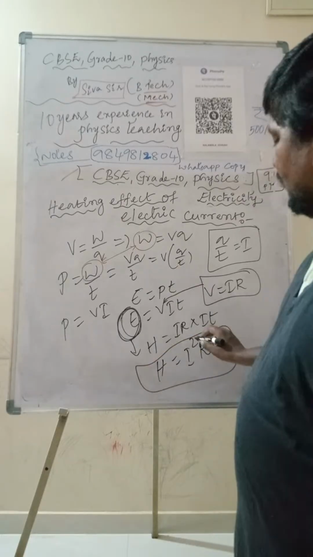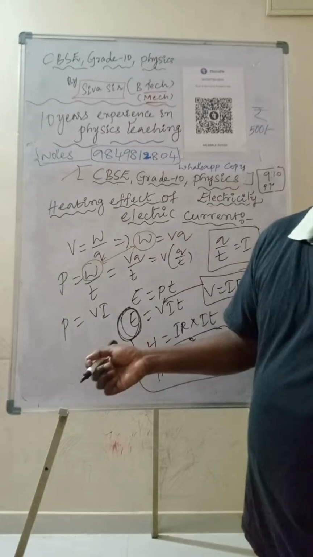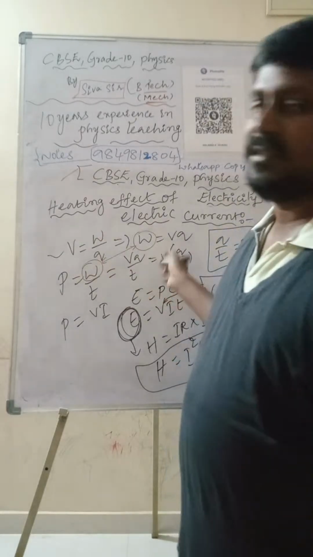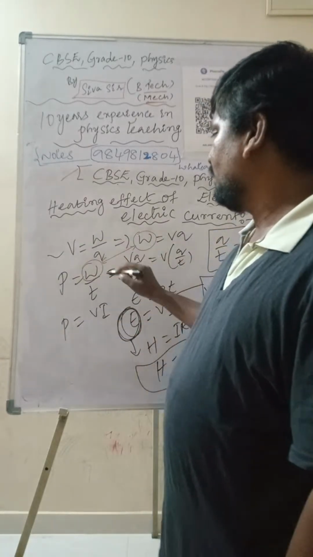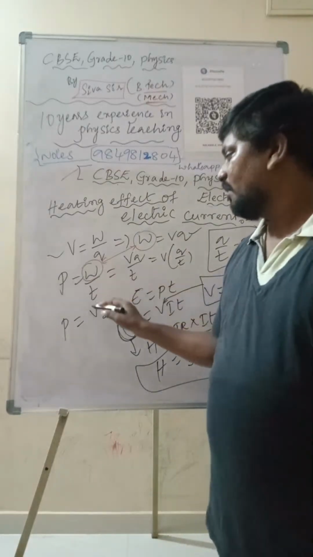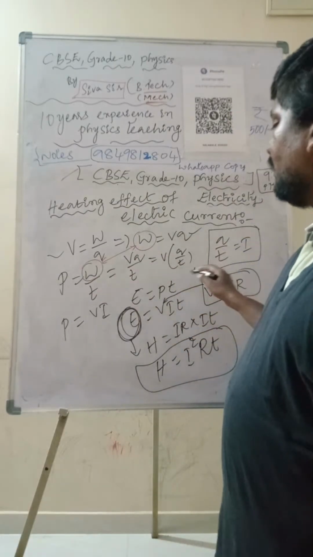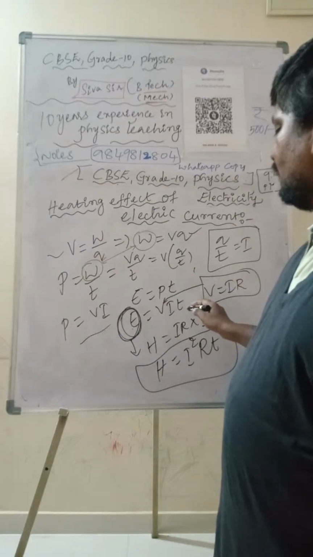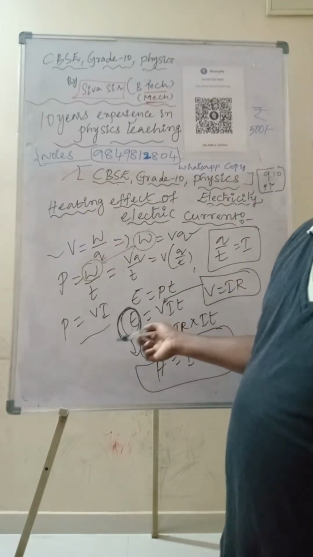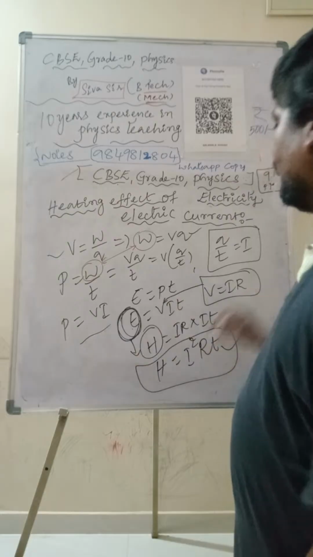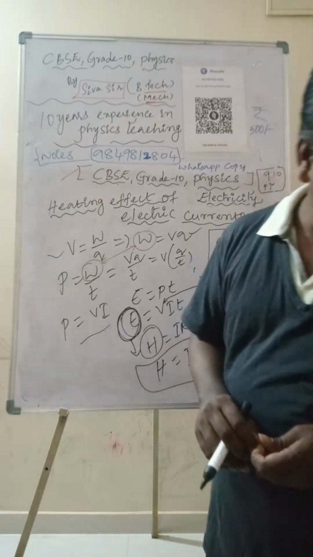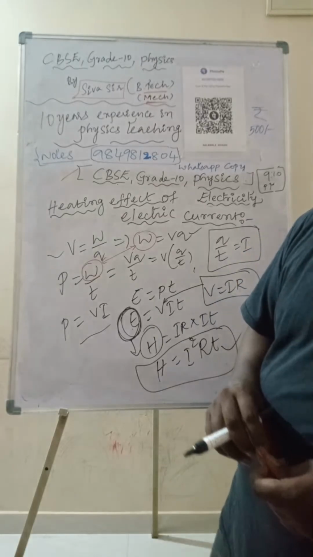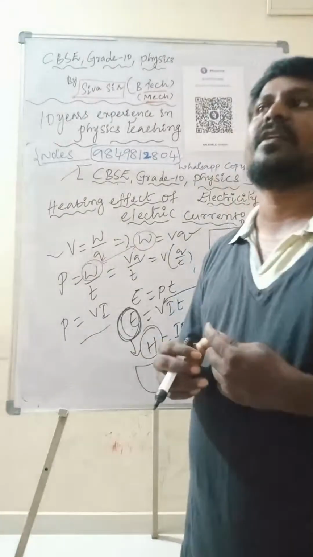So this is the formula: H equal to I square RT. Each and every equation is a formula. So you can see V equal to W by Q, W equal to VQ, P equal to W by T, so VQ by T, V into Q by T. So P equal to VI, E equal to P into T, E equal to VI into T. That is how the heat is produced in the conductor. So heat produced in the conductor is nothing but H equal to I square RT. Clear? So this is about heating effect of electric current.